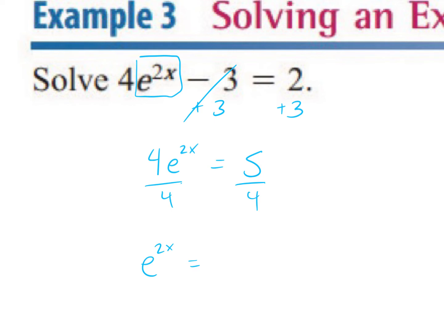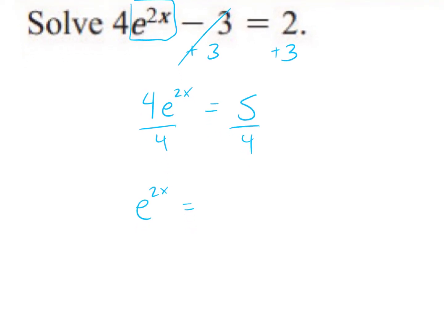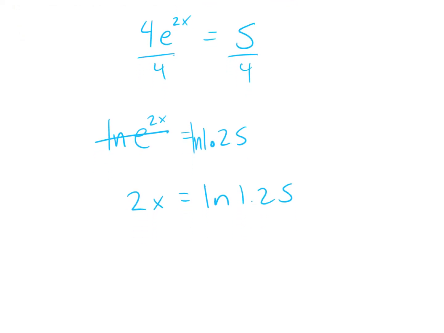In the calculator. 1.25. Now, how can I get that x from out of the exponent? I can take the ln of both sides. So ln of e cancels. So I'm just left with 2x is equal to the ln of 1.25. What's the ln of 1.25?